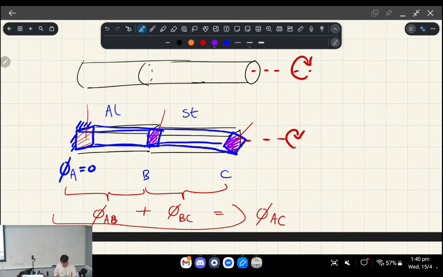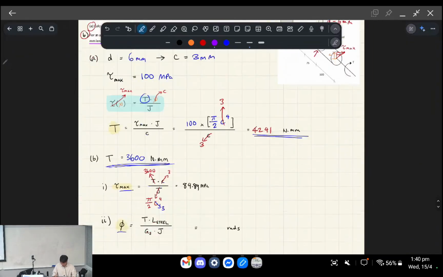What's the relative twist B to C? That's what the question's asking from us. We only care about how much it changes from here to here. Does that make sense? Okay, so that's what we're going to do in the question.